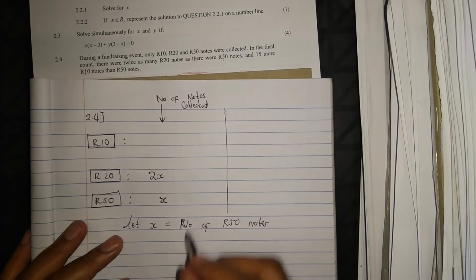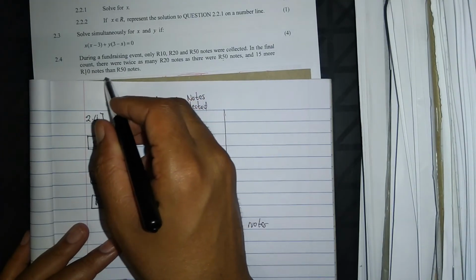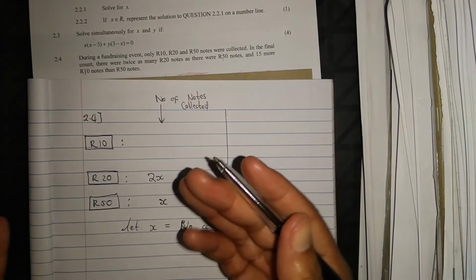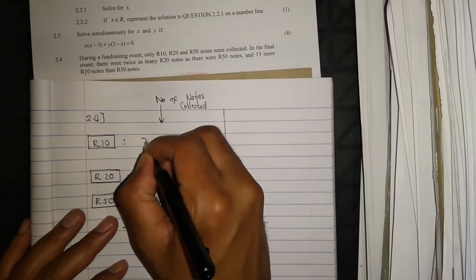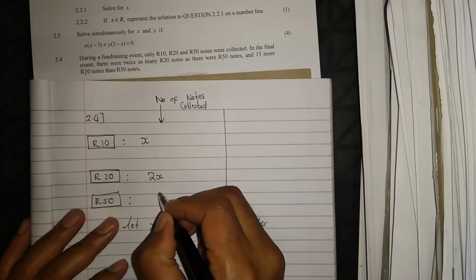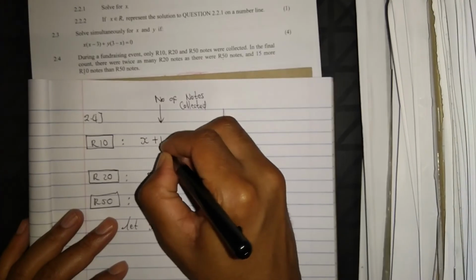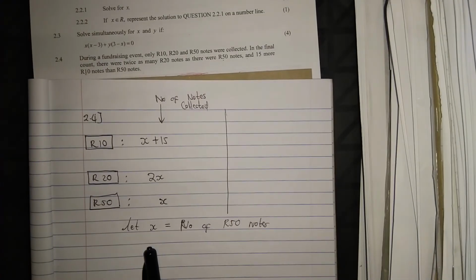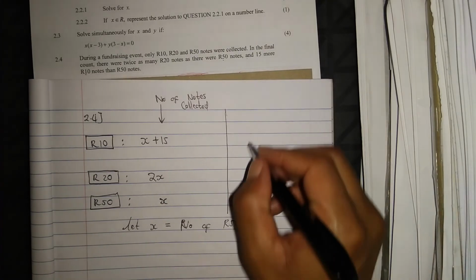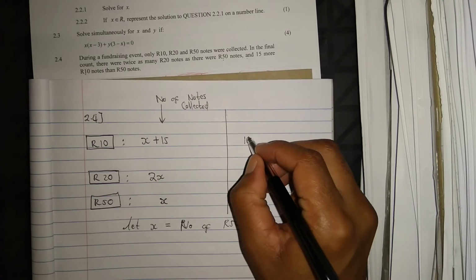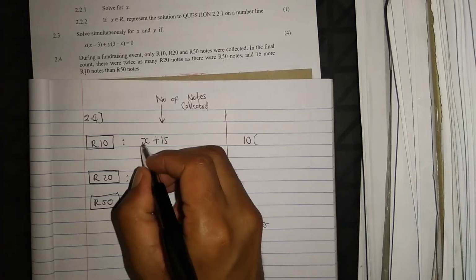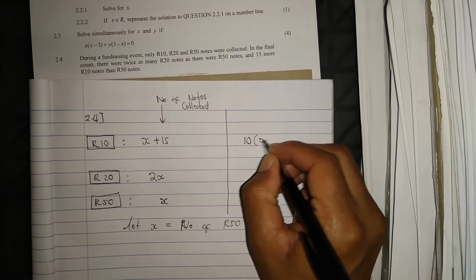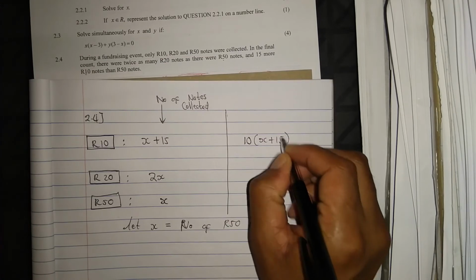And then for the 10 rand notes, 15 more notes than the 50 rand notes were collected. 15 more means we add. So on top of the number of 50 rand notes collected, we add 15 to get the number of 10 rand notes that were collected. So the number of 10 rand notes is x plus 15.